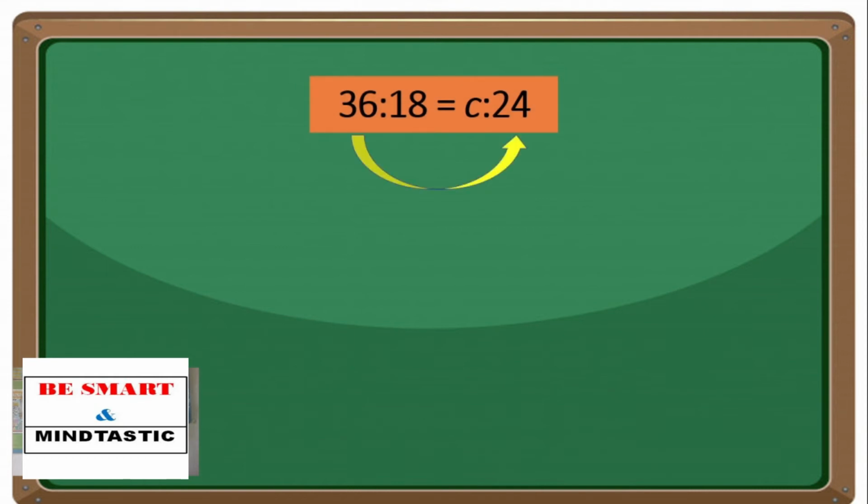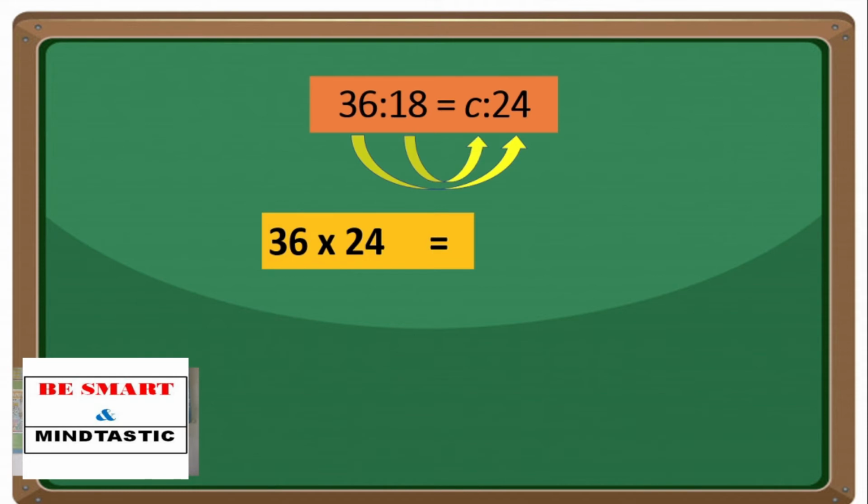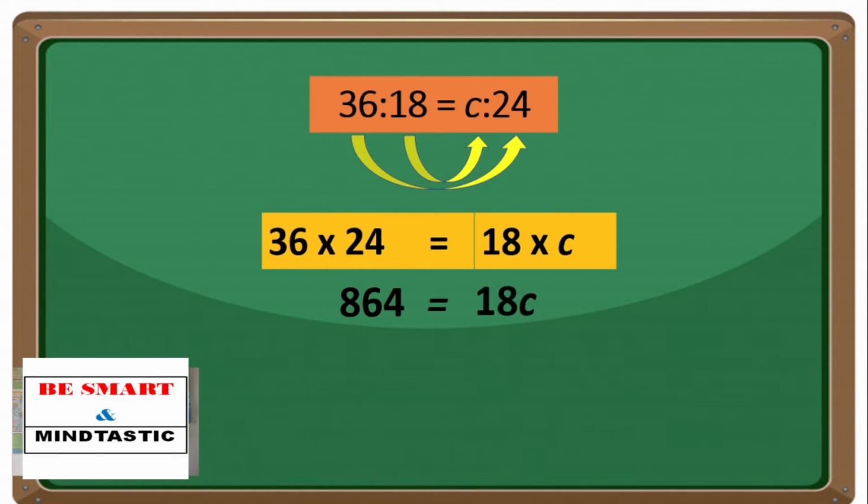First step, we need to multiply the extremes. Yes, very good. So 36 times 24 is equal to the product of the means, 18 times C. So 36 times 24 is 864. Very good. Equals 18 times C. Yes, Lorea. Okay, 18C. Very good. So what is the next step?